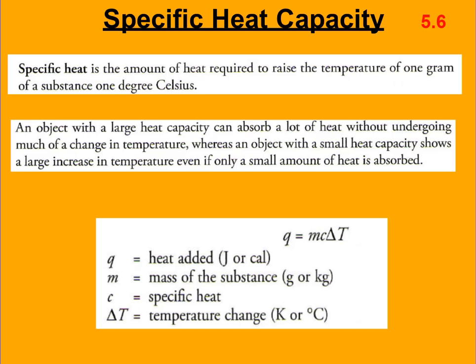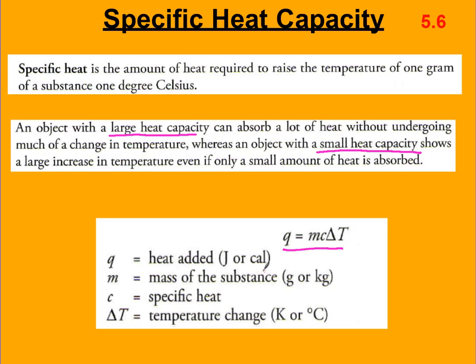So looking at it a little bit more, specific heat capacity, again, is the amount of heat required to raise the temperature of 1 gram of a substance by 1 degree Celsius. An object with a large heat capacity can absorb a lot of heat without undergoing much change in temperature, because it would require more energy for it to go up a degree. While objects with small heat capacities have large increases and decreases in temperature, with only a small amount of heat being absorbed or released. So remember our Q equals mc delta T.